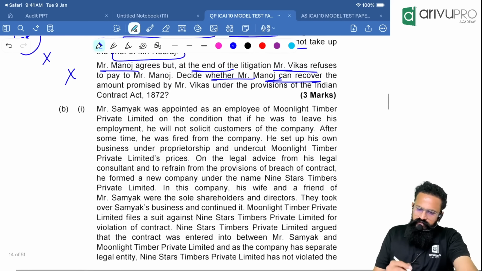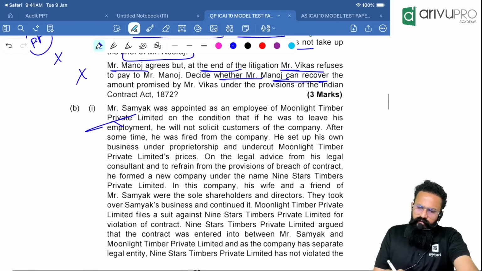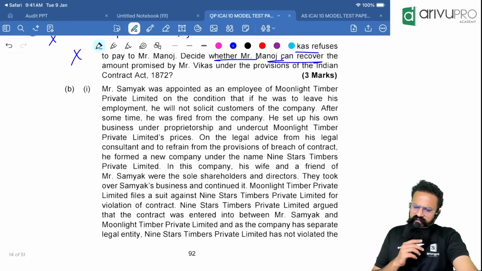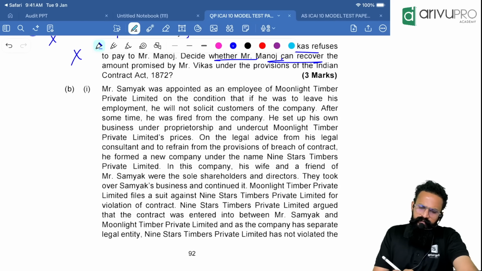Samyak was appointed as an employee of Moonlight Timber Private Limited on the condition that if he has to leave his employment, he will not solicit. Same thing, people. What is that? Gilford Motor Company versus Horne. Same thing.